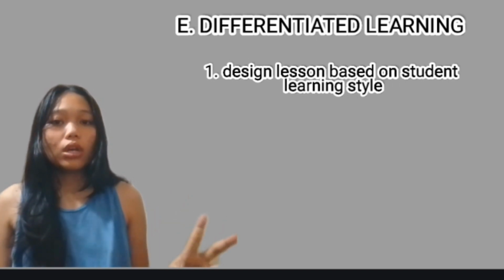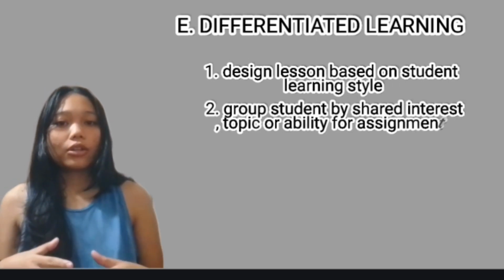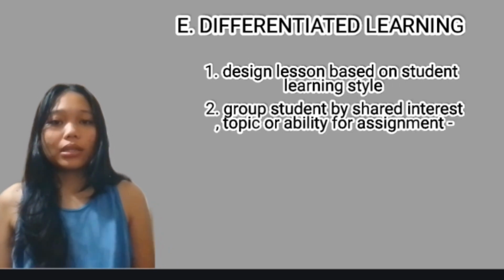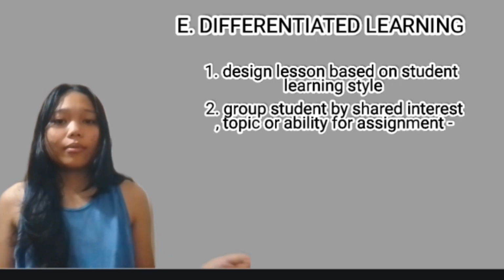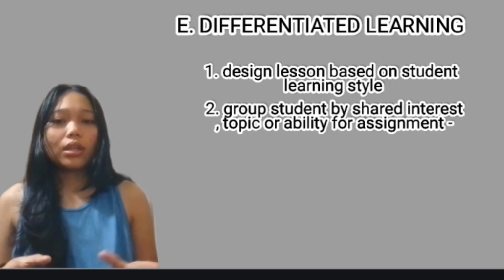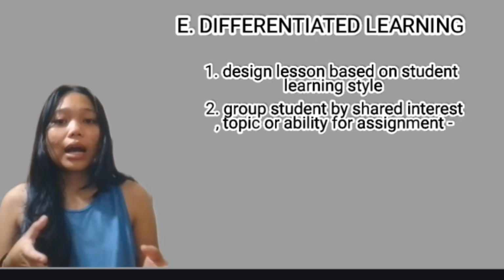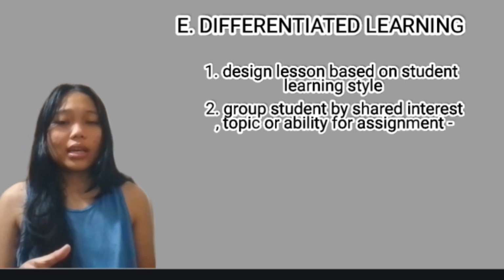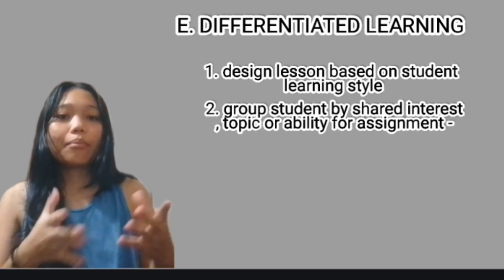And the number two, group students by shared interest, topic, or ability for assignment. This means putting students together for assignments based on what they like, what they're learning, or how they will do in school. Think of it as making teams that make sense.